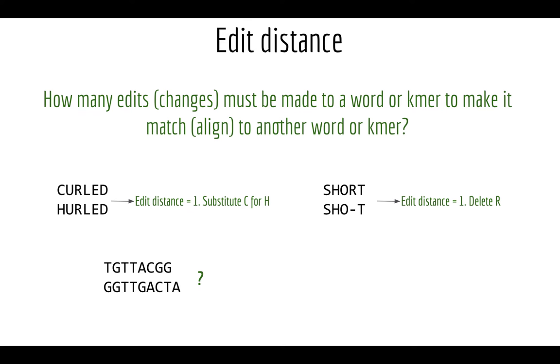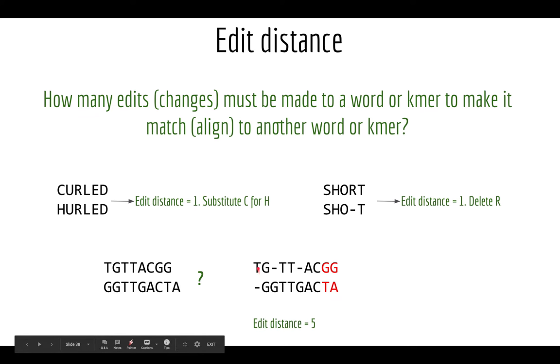But to drive that home a little bit, here's a possible alignment of these two sequences. We could have a gap, align that G to that G, open another gap, align those two T's, open a gap here, align the A, C, and then have two mismatches at the end. So if we tabulate the differences, we got 1, 2, 3, 4, 5 edits that would have to be made to make these two sequences match. Hence the edit distance is 5.